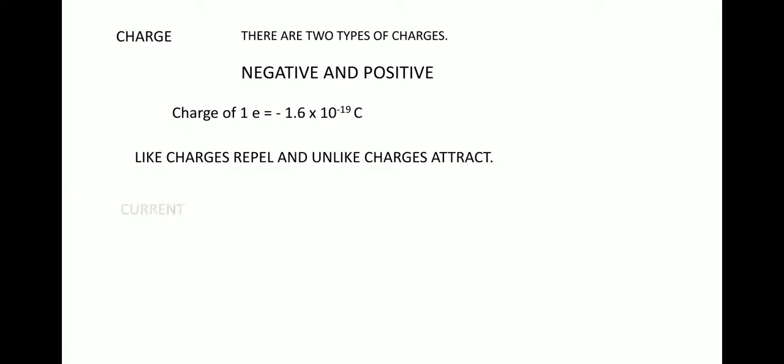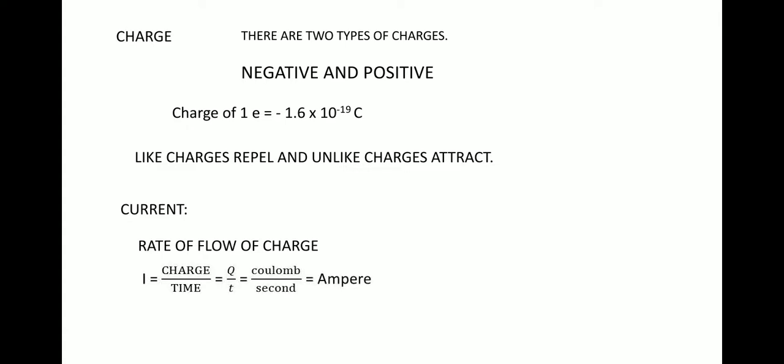Next is current. The current is defined as the rate of flow of charge. That means how much amount of charge flows in 1 second or at unit time. That will give us the idea of the current. Usually current is represented by capital I, which is equal to charge by time, that is equal to capital Q charge divided by small t. The unit of charge is coulomb and the unit of time is second.